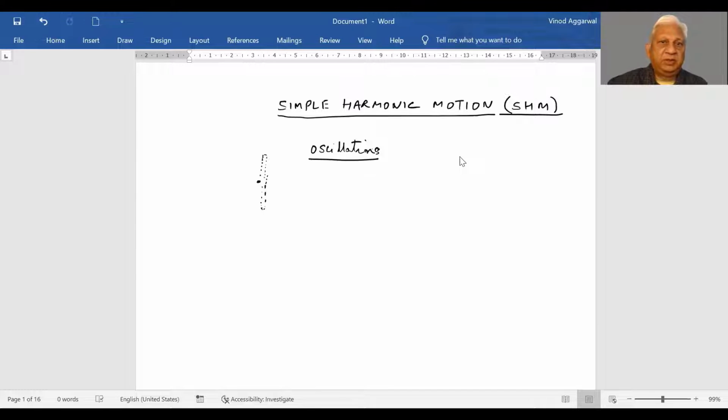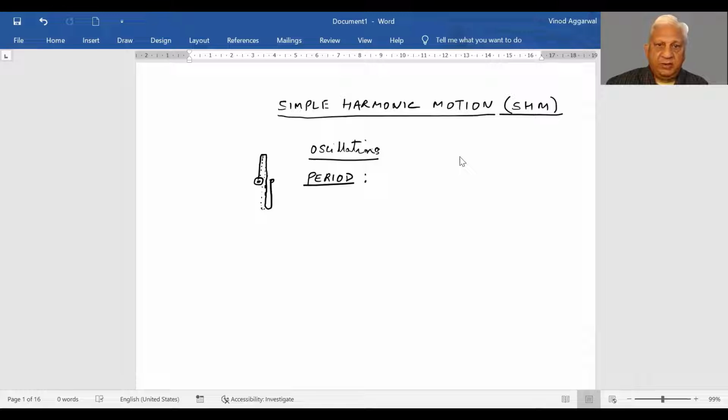Now there are certain terms associated with these oscillations. One is called period. What is a period? Let us say this particle starts from here, goes to the extreme, comes back, and goes to mean position again, then comes back to mean position again. The time taken for it to cover the whole journey is called a period. And this period can be anything.